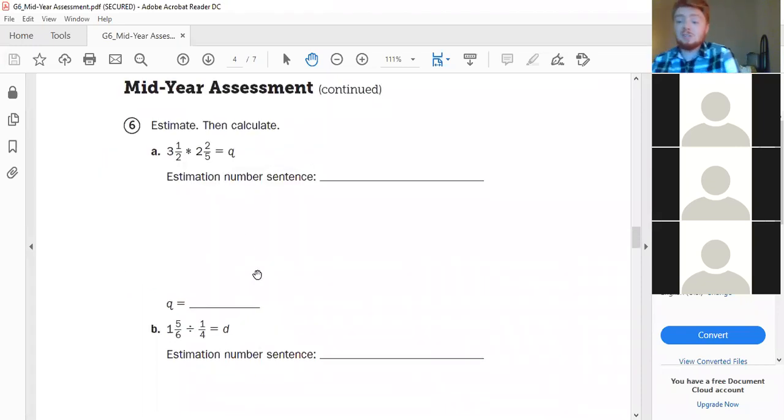So remember, this is all just kind of review. I'm trying to figure out what we remember, what we don't. This is a big worksheet called the mid-year assessment, to figure out where we are and where I need to start with you guys. Okay, cool. So estimate, then calculate. Calculate means you are allowed to use a calculator, on your computer or your phone. If you pull up calculator, we are allowed to use that.